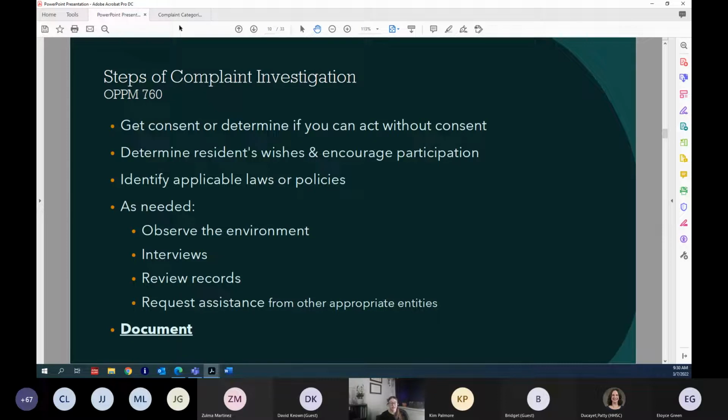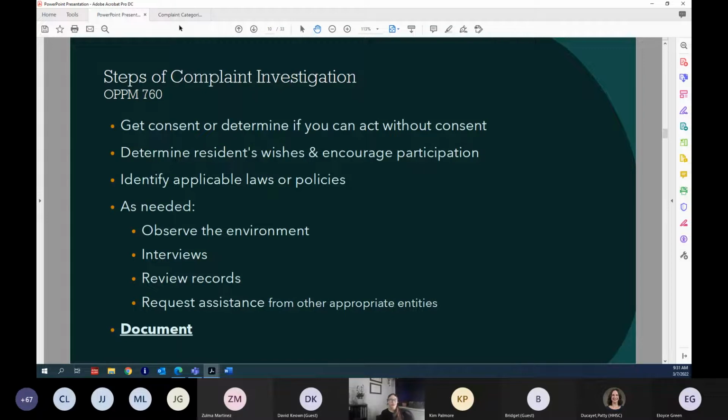Part of seeking consent is to determine the resident's wishes and, to the maximum extent possible, encourage participation with the resident in the complaint. So we want to encourage that self-advocacy and that self-agency. So see what the resident can and wants to do to be their own voice and to help solve the complaint on their own. So that may be the resident wants to be a part of reviewing records with you. The resident wants to be a part of you talking with staff. Make sure you're giving those opportunities and explaining to the resident the plan as you're going along.